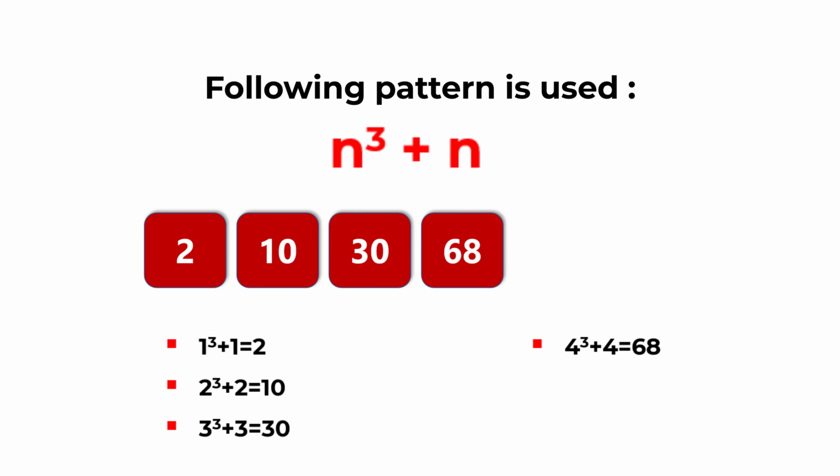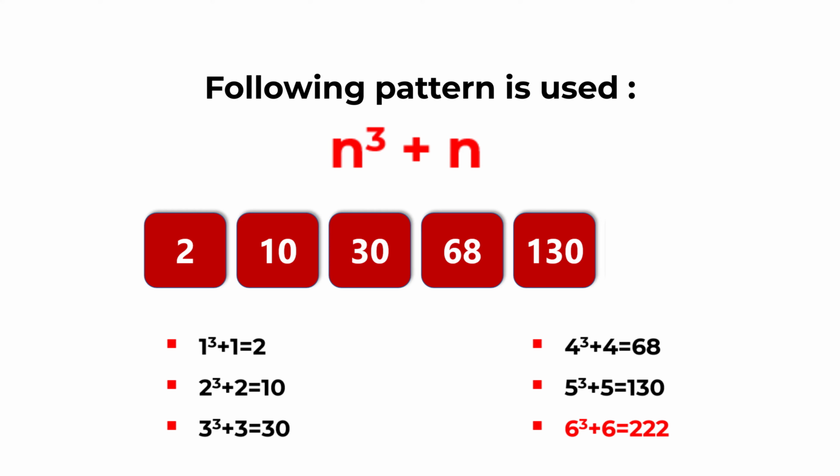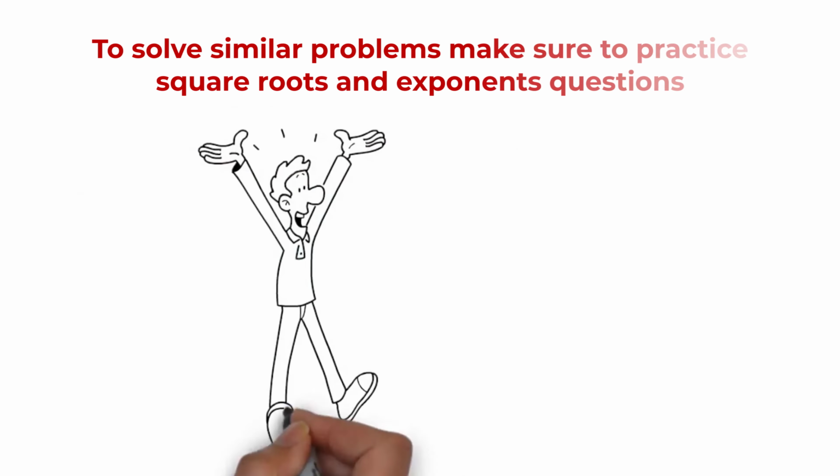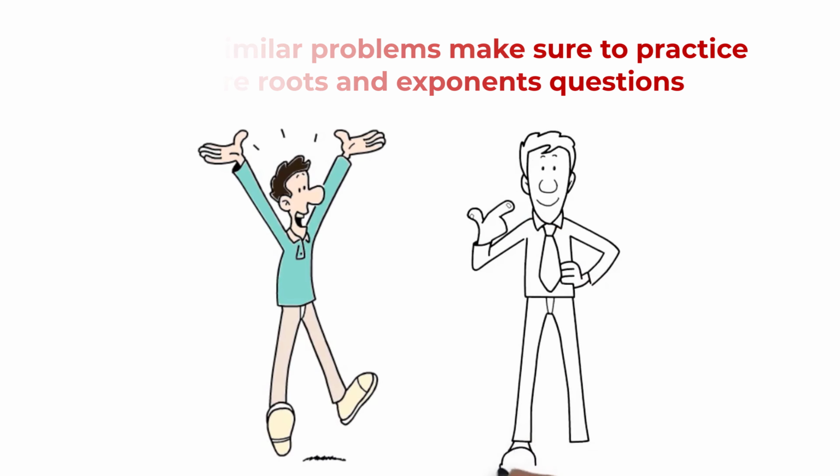Then 4 cubed plus 4 equals 68. 5 cubed plus 5 equals 130, which means that the missing number should be calculated as 6 cubed plus 6, and the result would be equal to 222. So the correct answer here is choice D, 222. Hopefully you've nailed this question on your own and now know how to answer similar problems on the test.